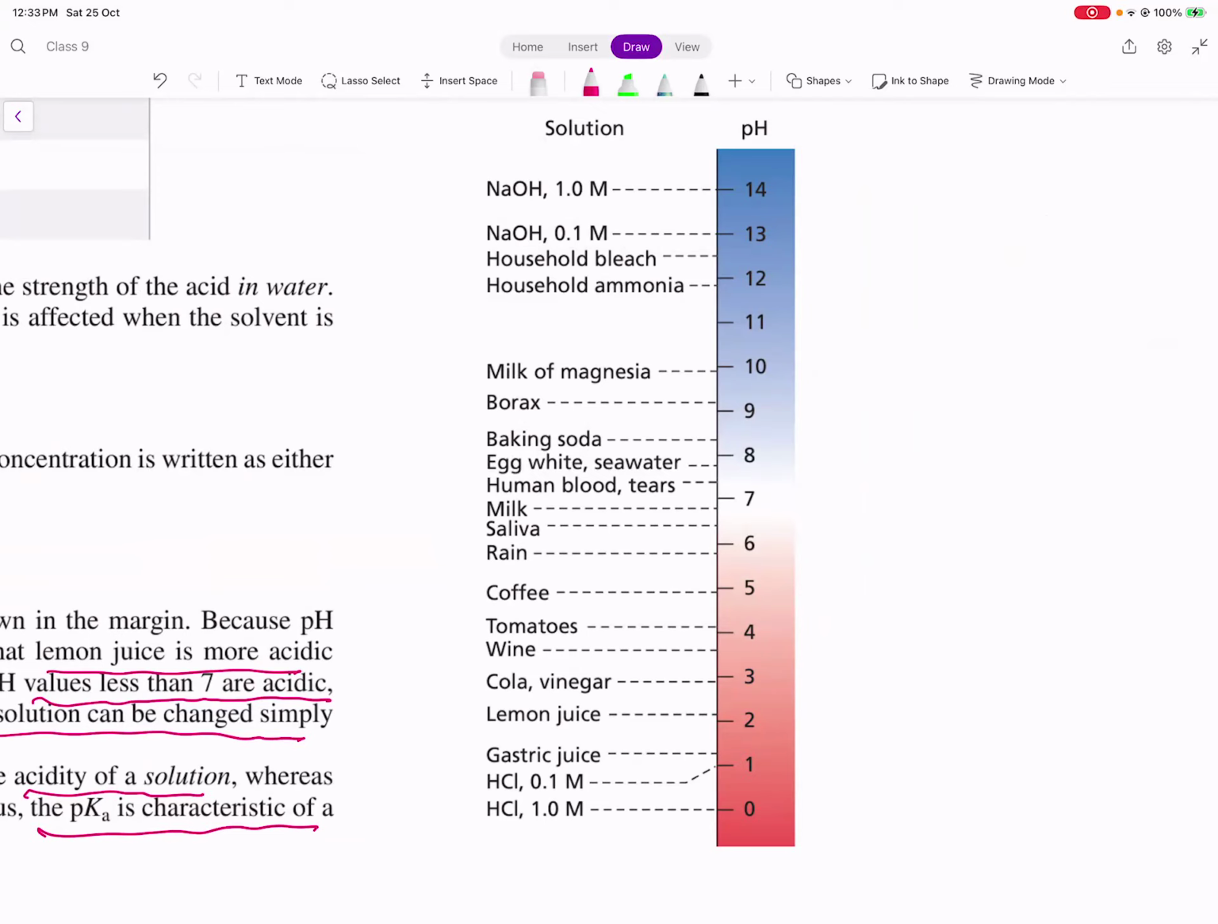The red zone is acidic. You can see HCl is acidic, gastric juice, lemon juice, cola, vinegar, tomatoes, wine, coffee. Milk also gives you acidity, and saliva is also acidic. Now egg white, seawater, human blood, tears, all these have started becoming basic. Baking soda, borax, milk of magnesia, household ammonia, household bleach, NaOH.